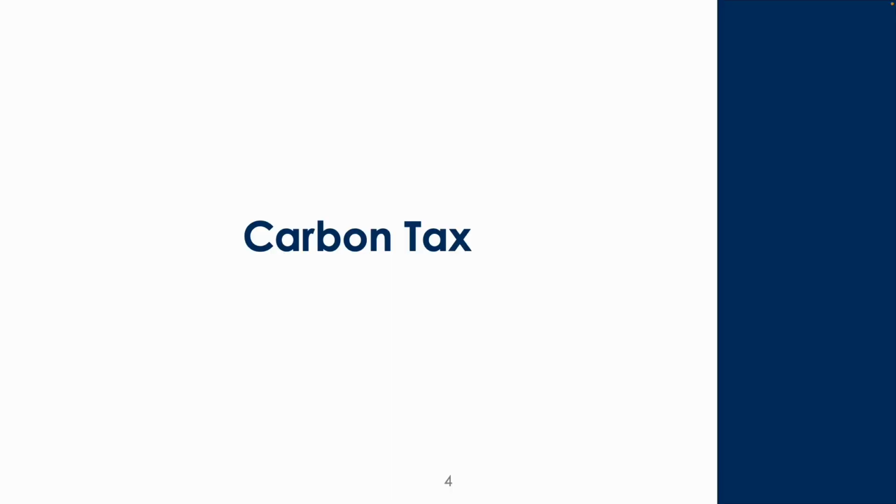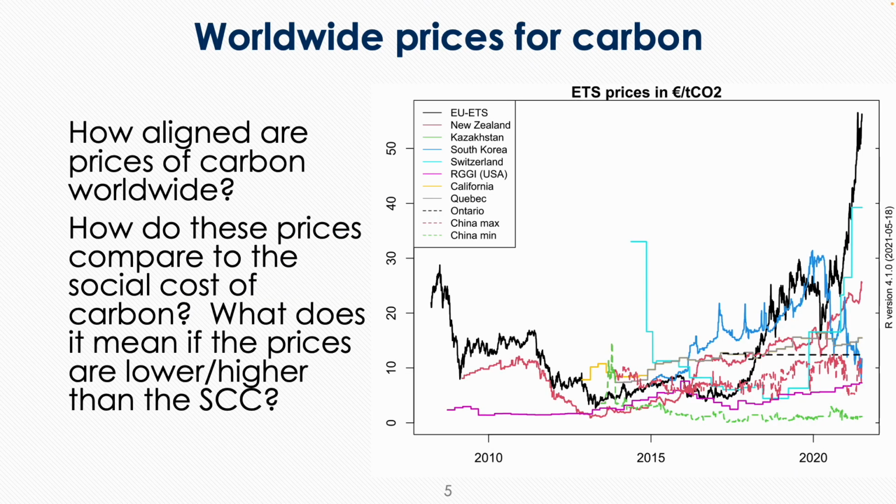Okay, so first off, carbon taxes. Here are worldwide prices for carbon. Some of these actually include prices that come out of cap and trade, so this isn't just carbon taxes. Think about how aligned the prices of carbon are worldwide. What is the difference between some of these prices that you're seeing here, like a carbon price, versus what we talked about last week, the social cost of carbon?